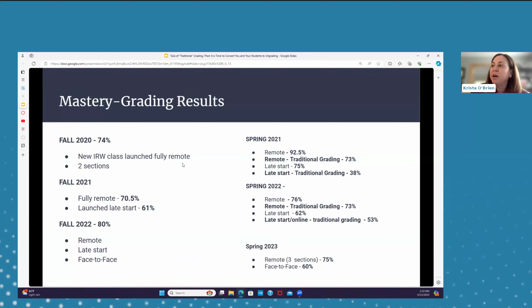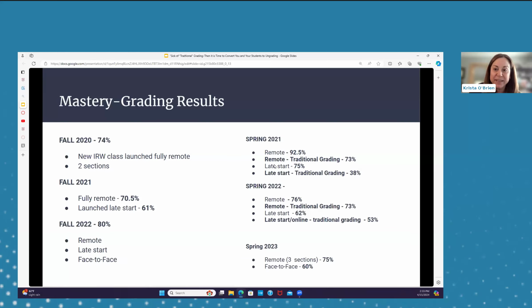So the very first time I launched this, trying mastery-based grading with my developmental students, my success rate was 74% that fall. Again, we were all strictly online, and I just tried this by myself with my 2 sections that I was teaching at the time. For spring, my remote students' success rate went way up to almost 93%, where the teachers who stuck with traditional grading had a success rate of about 73%.